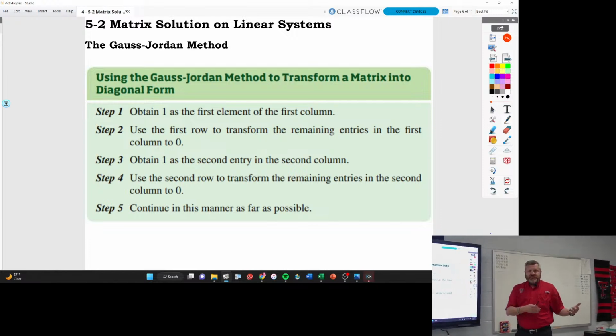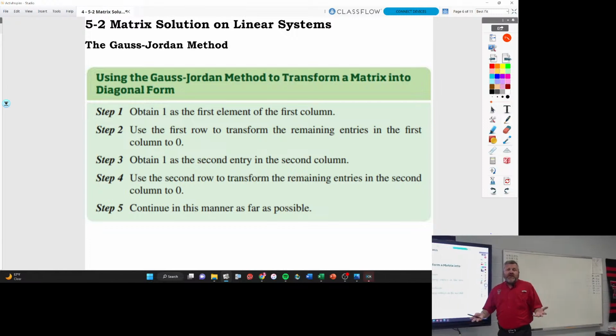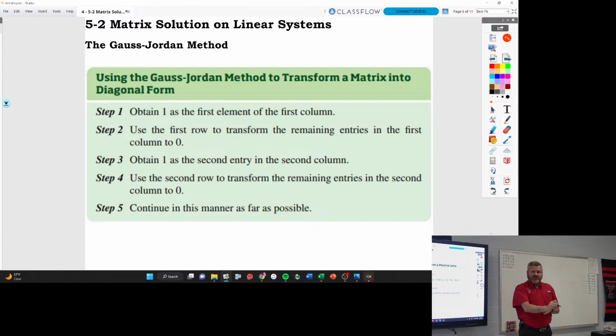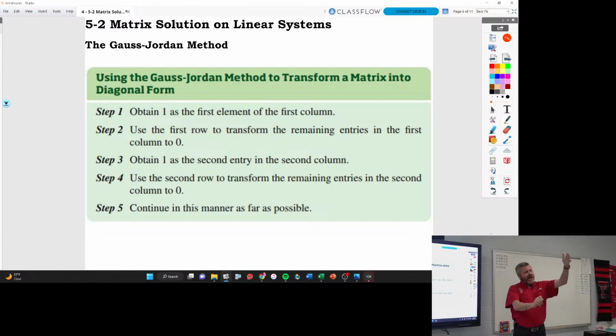And then we're going to continue this. So we could do this even if we had 10 equations and 10 unknowns. We could actually end up with a perfect diagonal of 1s. And then once we do that, we'll have our answers to each variable in that solution column.